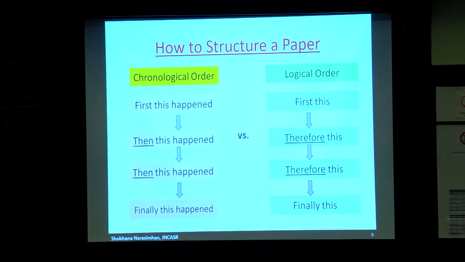So how do you structure a paper? I find that students, when they first start writing a paper, they want to structure it in a chronological way because they think of the order in which they did it. They carried out the research, so they want to say, first this happened, then this happened, then this happened, finally this happened. But I guess most of us would agree that the better way to structure it is a logical order. First this, therefore this, and finally this. And the two need not be the same at all. And the logical order is not at all obvious. You may think it's obvious, but sometimes it's not obvious at all.